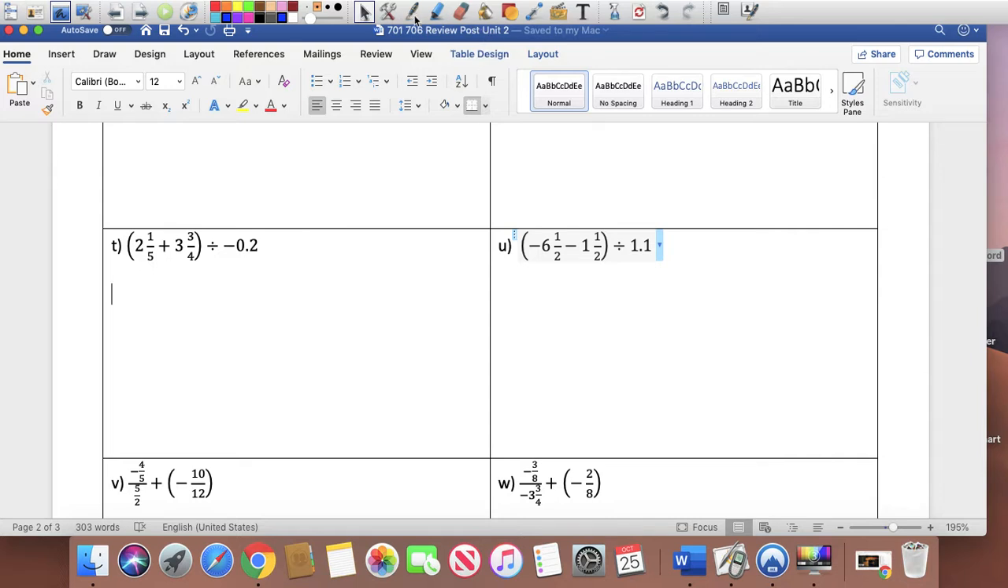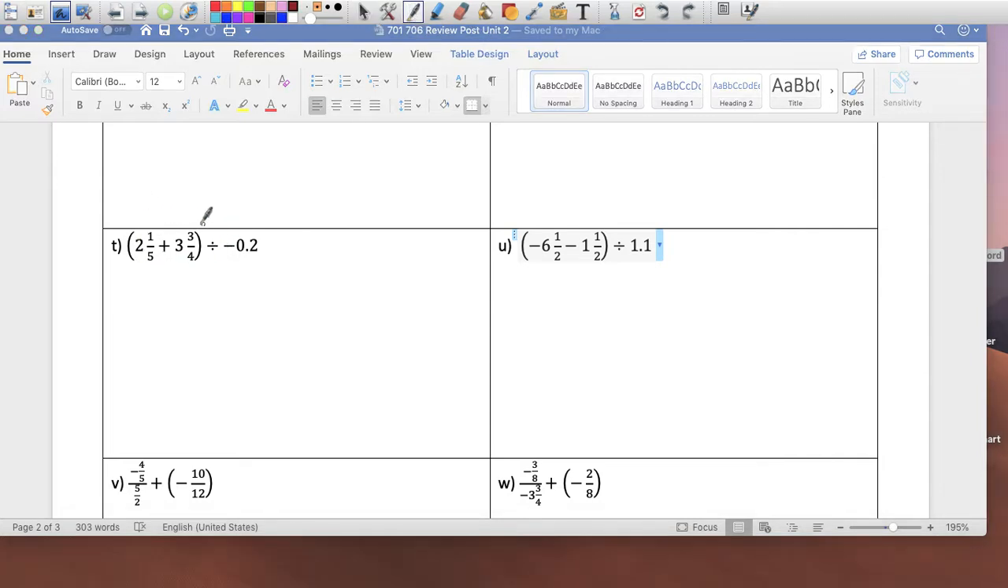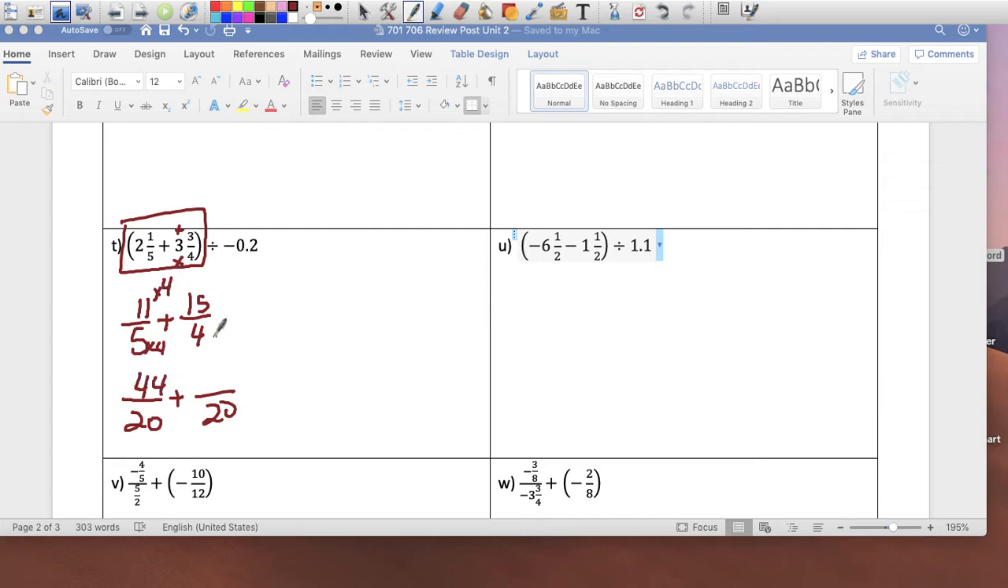So again, this one, let me add, right? Let me do this first. Take care of this guy right here. So 5 times 2 is 10, 11 over 5, plus 3 times 4 is 12, 15 over 4. Find a common denominator, which is 20. It's times 4, times 4, it's 44, times 5, times 5, which is 75. We're going to add, right? So everything is easy. So it's 20 at the bottom. It's going to be 119.